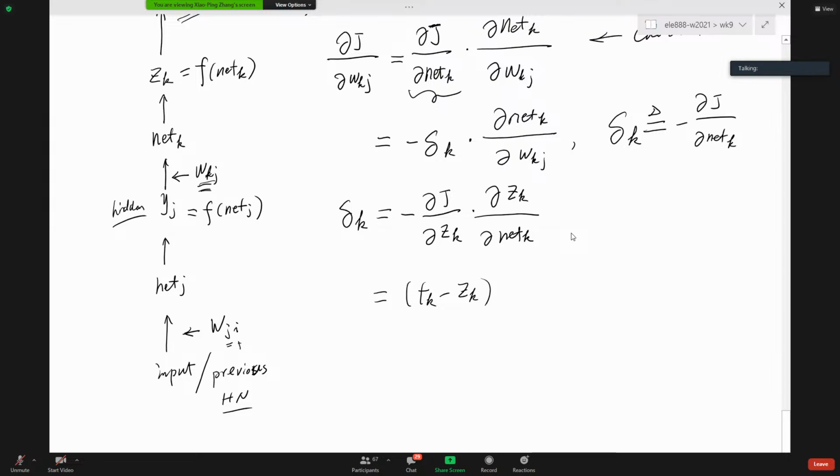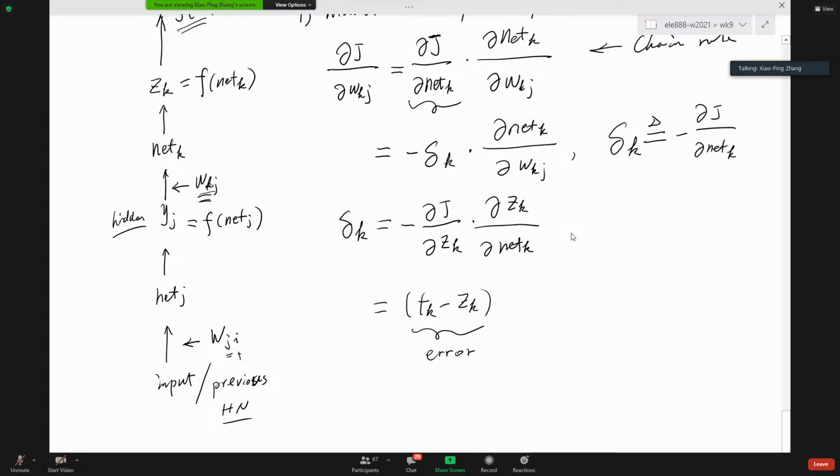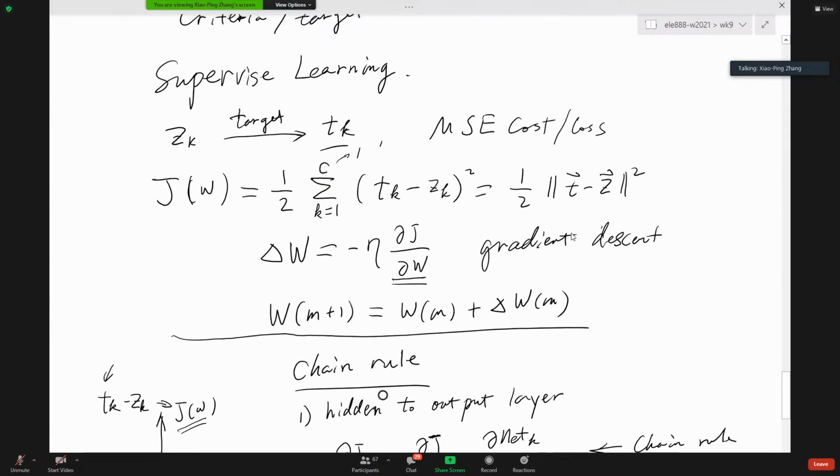It will work. So this one is an error. Basically that error is the derivative with respect to z_k. t_k is known; it's our label. So this derivative with respect to z_k is a function of the input and also a function of w. z_k is a function of the coefficients.